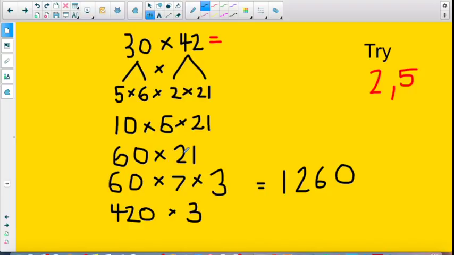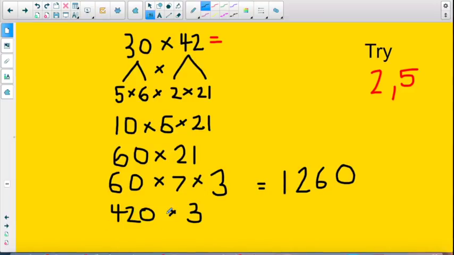which then became, well, the 21 was too hard for me to deal with, so I broke that up into 7 times 3. So, sorry, that became 60 times 7 times 3, which became, well, 60 times 7 I can do in my head. 6 sevens are 42, so just add that 0 there, becomes 420. So then that became 420 times 3, and I really felt that was as far as I could get it down. And I can do the rest in my head. 3 times 400 is 1200, so there's your 1200, and 3 times 20 is 60, so there's your 60, so I just added it together.